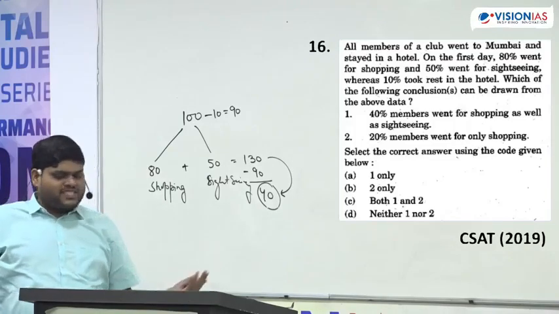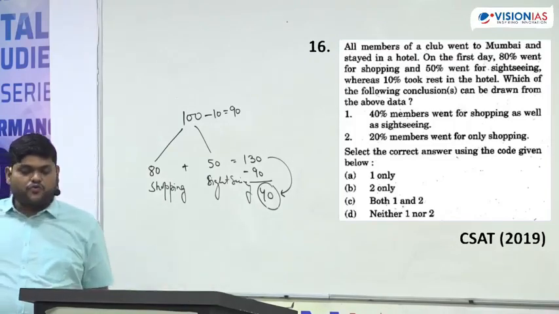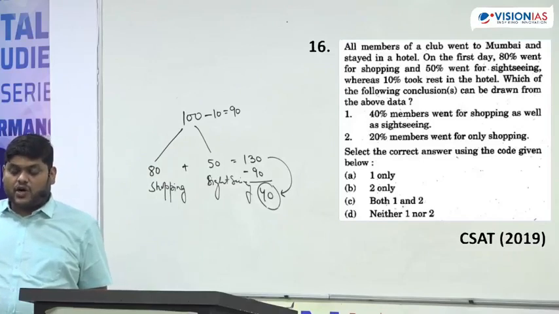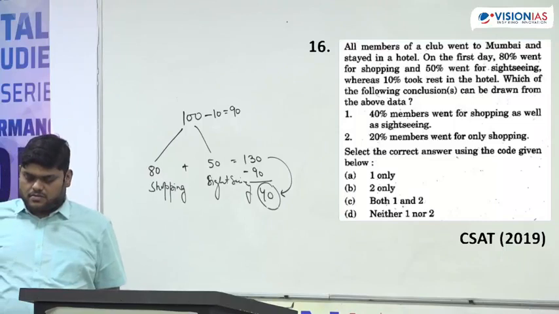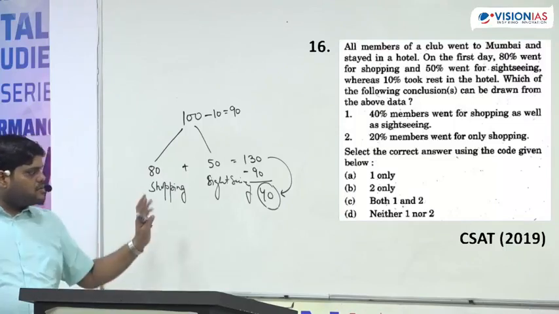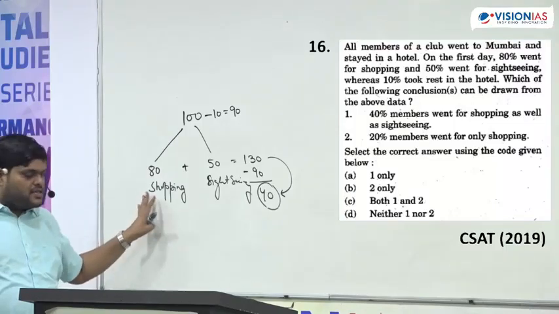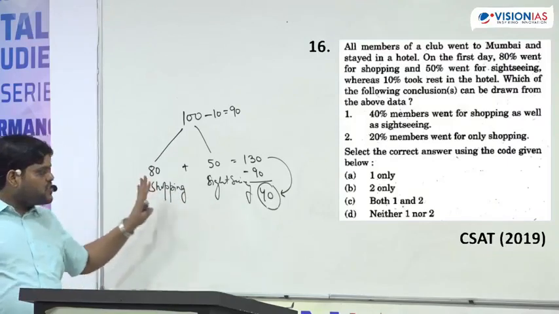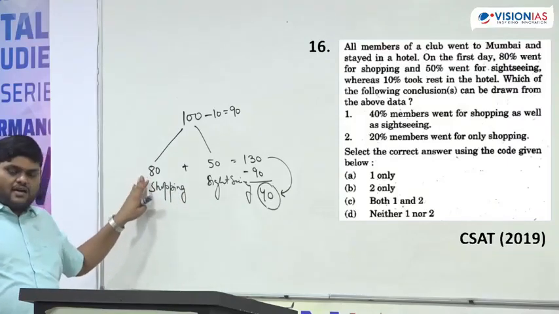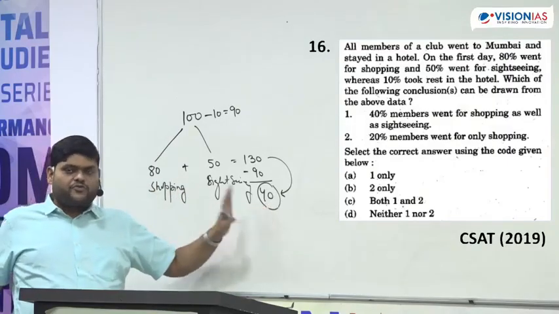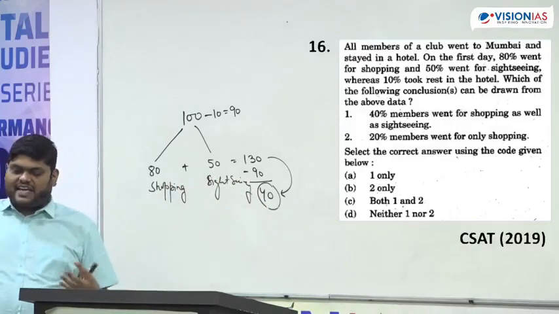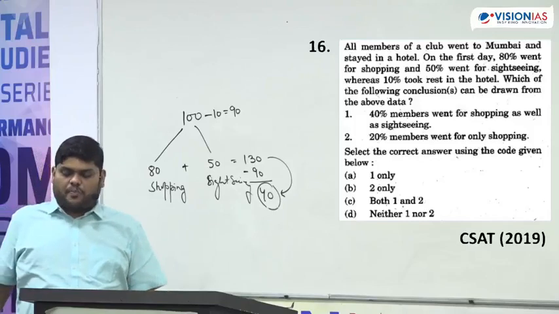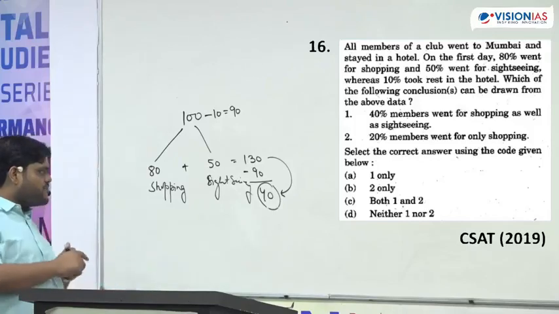Then find out the second statement. 20% member went for only shopping. How to find out only shopping member? You can think of total shopping member are 80 and 40 are going for both shopping as well as sightseeing. So how many are there who are going for only shopping? We can find out.